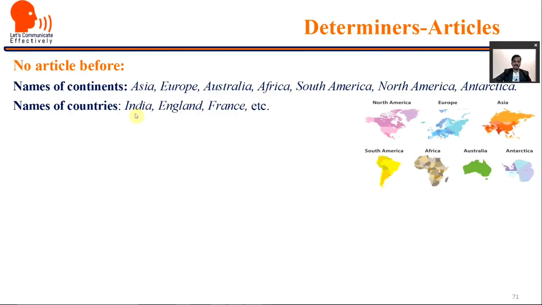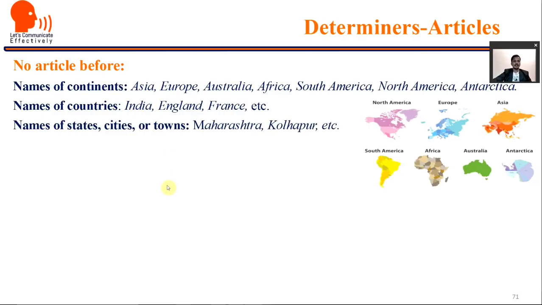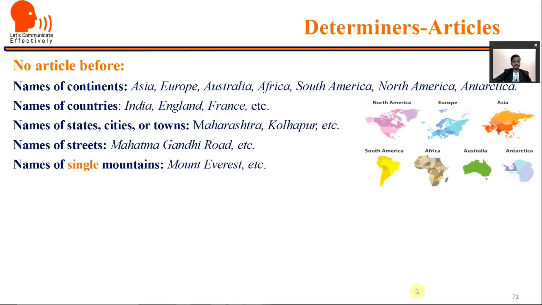Names of countries do not take any article, not even the. So India, England, France, etc. Names of states, cities or towns: Maharashtra, Kolhapur, etc. Names of streets like Mahatma Gandhi Road, not the Mahatma Gandhi Road. Names of single mountains, for example, Mount Everest. Mount Everest is in the Himalayas.